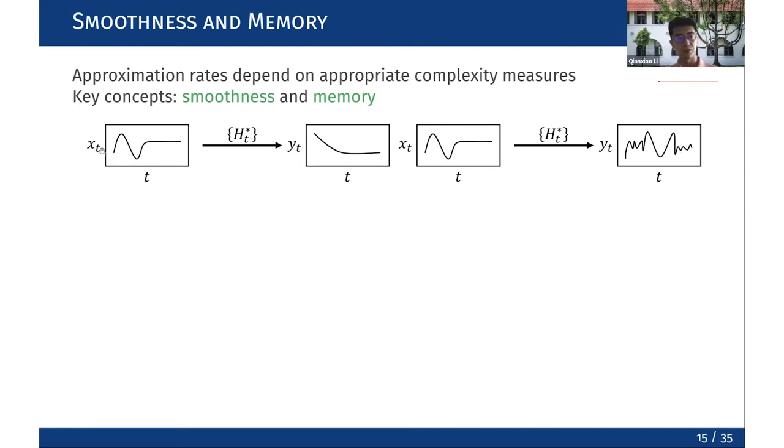The first difference is that if you observe, the input signal is smoothly varying in time. And for the left-hand side, the first case, the output is also smoothly varying in time, but the same cannot be said for the right-hand side. So that's the first difference.